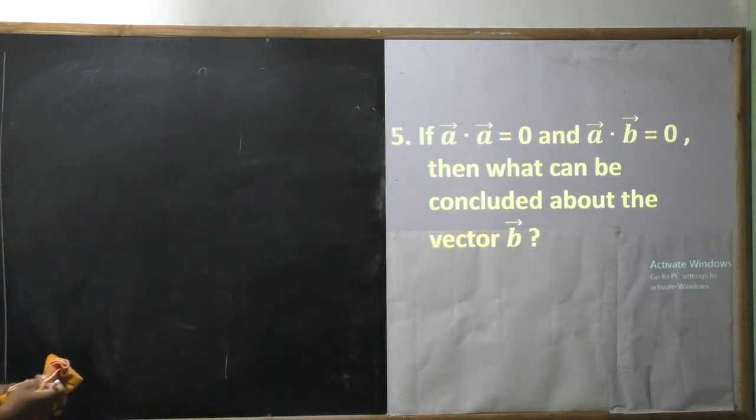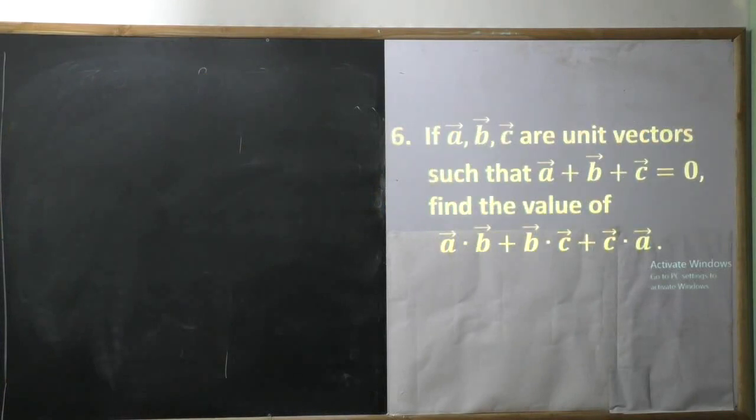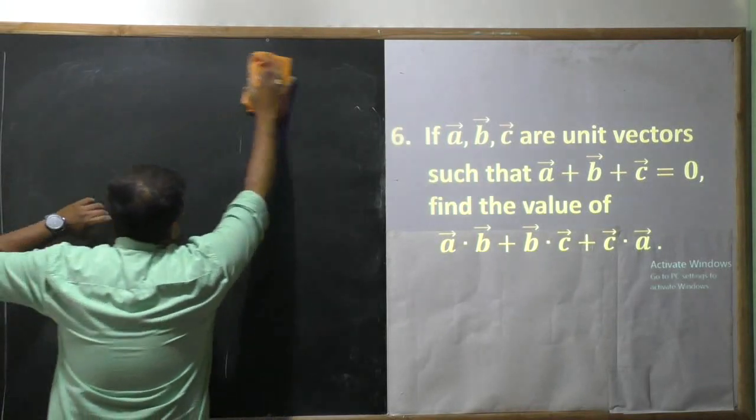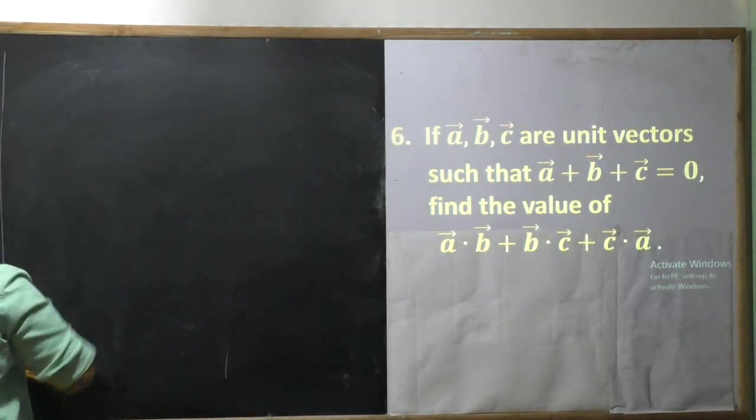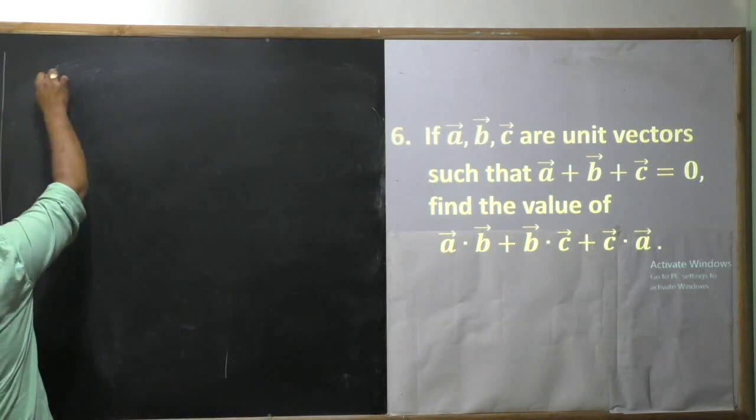The next one is, if vector a, vector b, vector c are unit vectors such that vector a plus vector b plus vector c is equal to 0, find the value of vector a dot vector b plus vector b dot vector c plus vector c dot vector a. So first, the given conditions are provided. I will write them one by one.